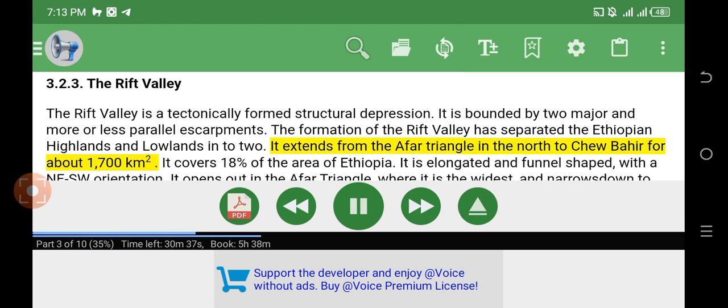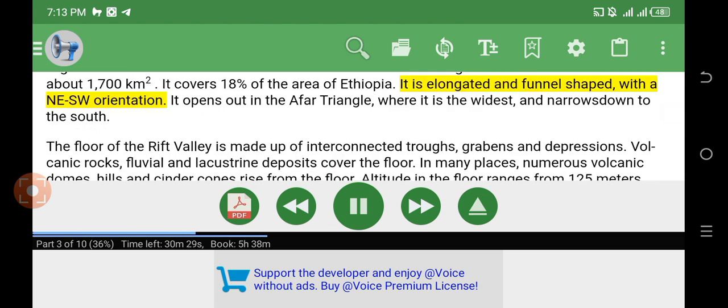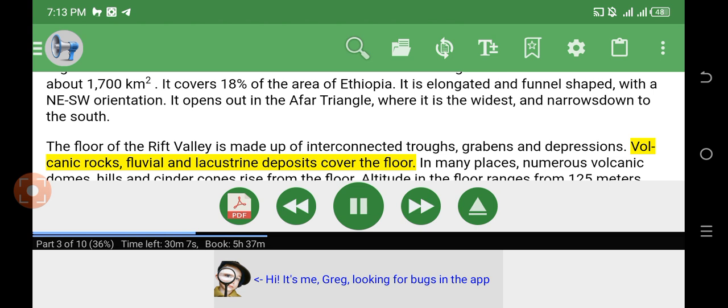It is elongated and funnel-shaped, with a northeast-southwest orientation. It opens out in the Afar Triangle, where it is the widest, and narrows down to the south. The floor of the Rift Valley is made up of interconnected troughs, grabens, and depressions. Volcanic rocks, fluvial and lacustrine deposits cover the floor. In many places, numerous volcanic domes, hills, and cinder cones rise from the floor.